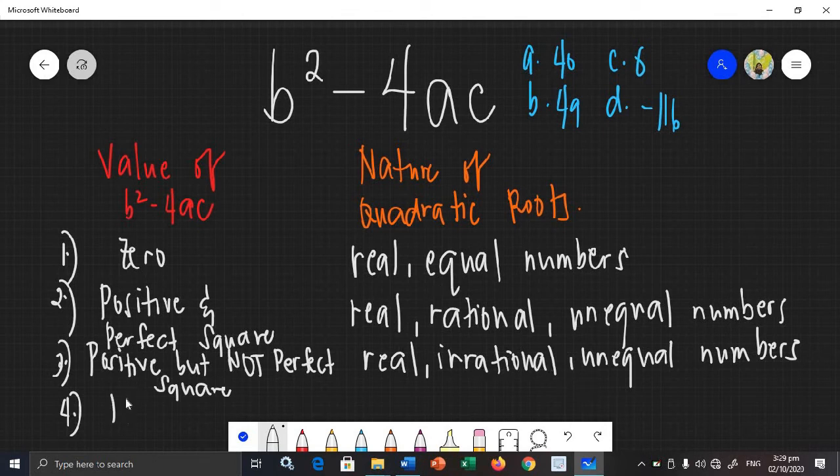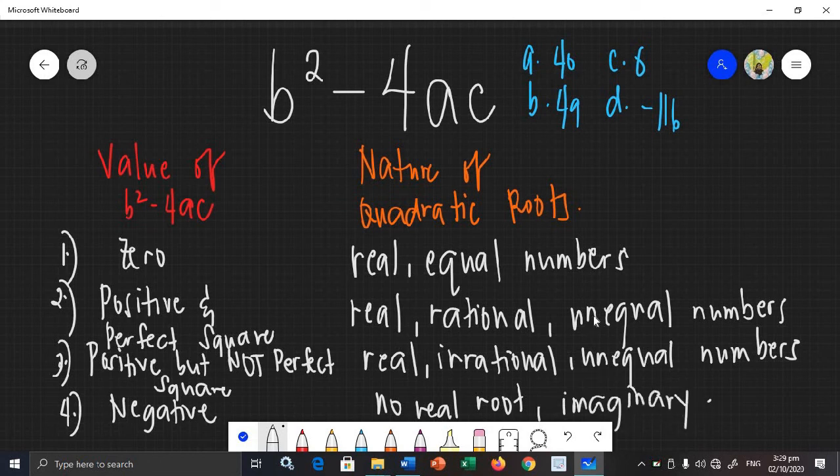Paano naman kapag negative number yung na-compute mo dun sa discriminant? Like letter D, negative yung lumabas, di ba? There is no real root. Meaning, imaginary yung root niya.